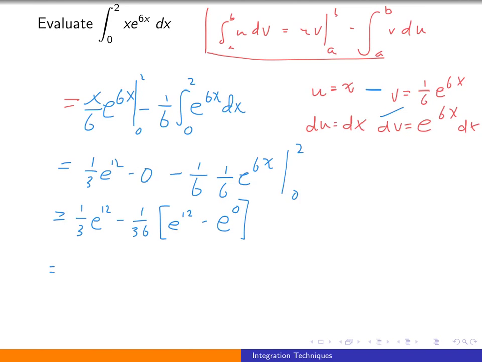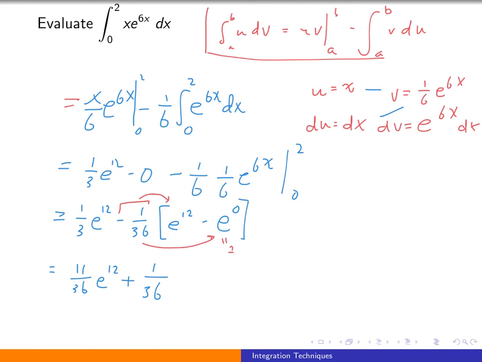And let's just simplify a touch here. We have 1/3 e to the 12th. And this minus 1/36 needs to distribute through and hit both terms. So we're going to have 1/3 e to the 12th minus 1/36 e to the 12th. So that will be 11/36 e to the 12th. And then e to the 0, remember, is just the number 1. So we have minus 1/36 multiplied by minus 1. So this will be plus 1 over 36.